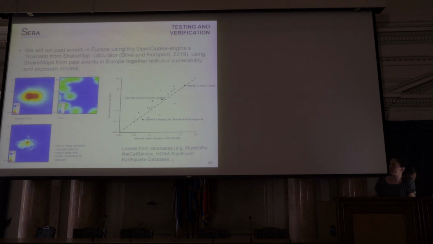And we're really checking that there isn't significant bias in our models. We will expect, obviously, quite large uncertainty, quite large variability in the results, but we want to make sure at least that we don't have a bias in the model. And so the losses come from various databases. Munich Re have a NatCat service where they have been collecting for a number of years the losses, the number of damaged buildings, the number of collapsed buildings, the number of fatalities from earthquakes since around 1980. There's also the NOAA Significant Earthquake Database, which is a public source of information. And so we're putting together these losses from these past events in Europe.